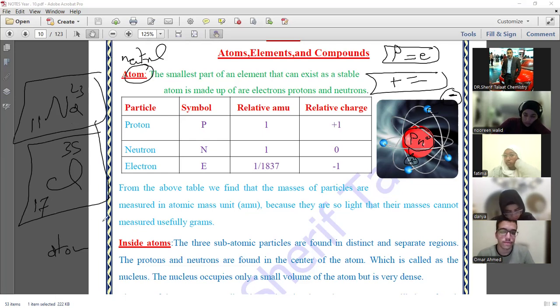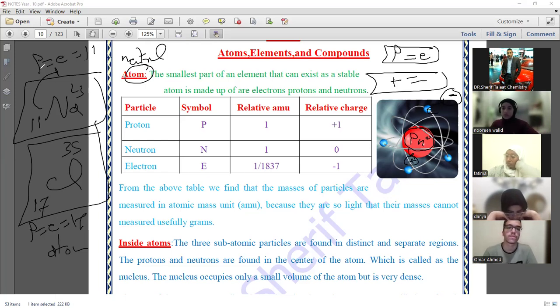Why there is no charge? Because in chlorine, protons equal electrons equal 17. In sodium, protons equal electrons equal 11. So the number of positive charged protons equal number of negative charged electrons. This means that this is an atom. If the number of protons not equal to electrons, this means that this is a charged atom. It will become ion. So what is the difference between atom and ion?